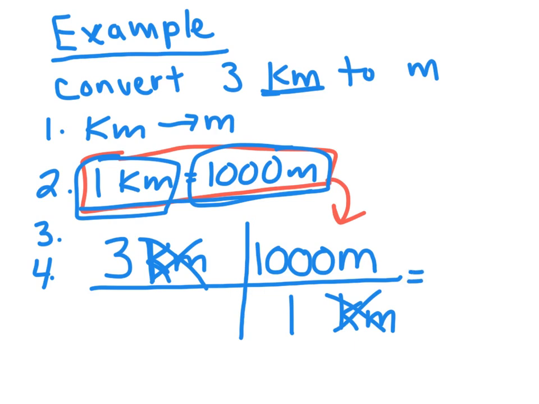So now I just multiply top times top. And there's not really anything to divide by. So I get 3,000. 3 times 1,000 is 3,000. And divided by 1, it stays 3,000. So my answer is 3,000 meters. There are 3,000 meters in 3 kilometers.